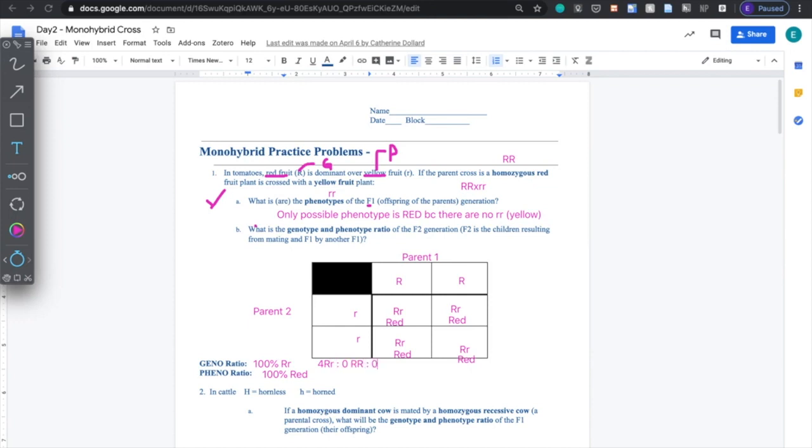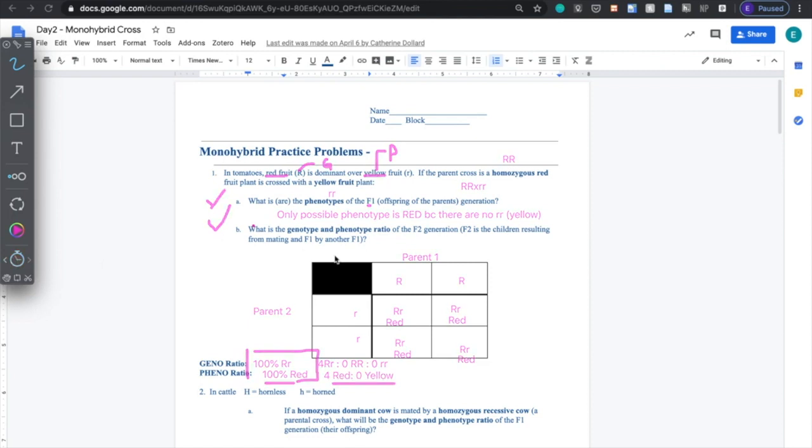And you can write the phenotype ratio. Remember the genotype ratio is letters, phenotype ratio is traits. You can also write the phenotype ratio as 4 red to 0 yellow. Again, I made an error here in that for B, I did not do the F2 generation, I just stuck with the F1 generation. My mistake. It's okay, we'll get there. So that is the final answer, the genotype ratio and the phenotype ratio. Okay, so that's the answer to problem 1.